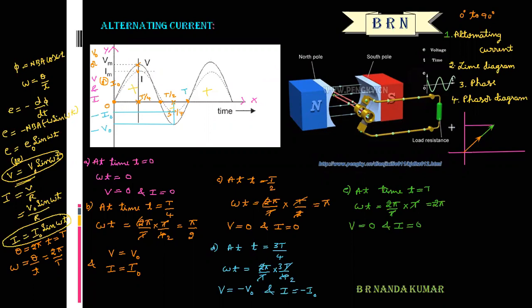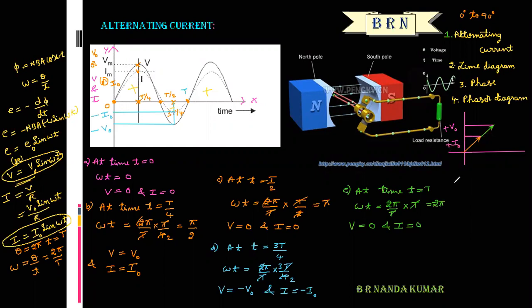This is plus V naught. This is plus V naught. And this is the rotational vector of current. And this is actually plus I naught. This is plus I naught. Okay, actually these are called phasors.